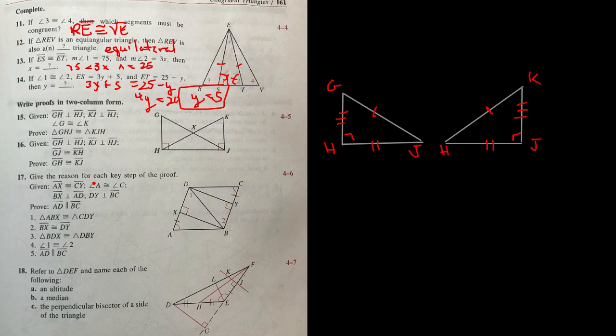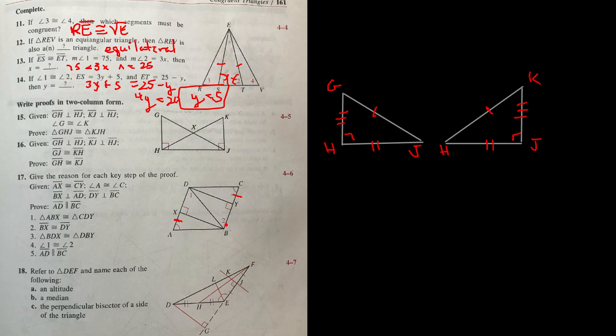All right, number 17, it says give the reason for each key step in the proof. So they're basically giving us the proof. We just have to come up with the reasons. So we'll mark it up as we go. Someone already wrote in my book. So AX is congruent to CY. So we got this and this. And we have angle A is congruent to angle C, which they already marked.